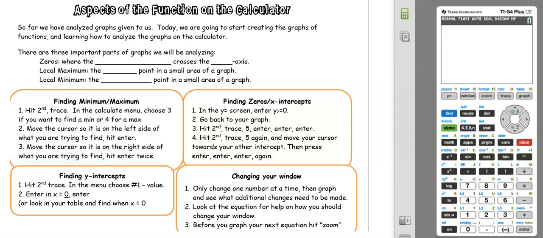Hi, today's video is going to be looking at the different aspects of a function which we have talked about, but we're going to be bringing that on to the calculator. So there are three important parts of the graphs that we're going to be analyzing.